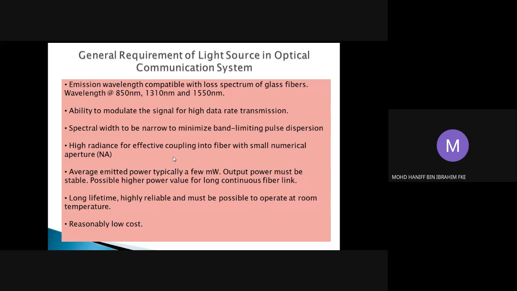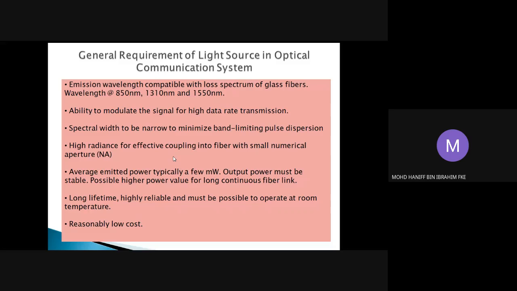It is possible for the light source to have high radiance, meaning the ability to radiate the signal, so that more light can be coupled into the optical fiber, although it has a very small numerical aperture.